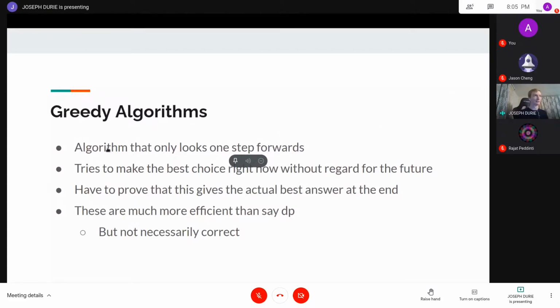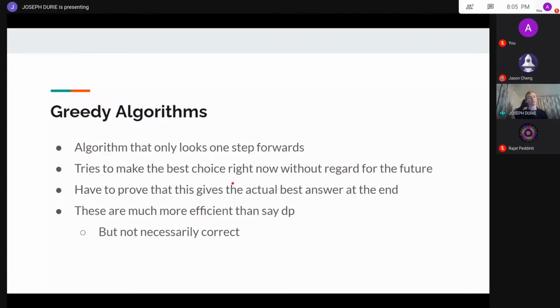Once you come up with this algorithm, the hard part is showing whether or not it works in the general case. Greedy algorithms are generally much easier to come up with than something like DP, but not necessarily correct all the time, as we'll see in some of these examples.